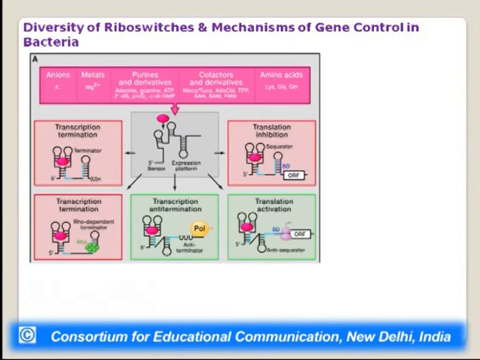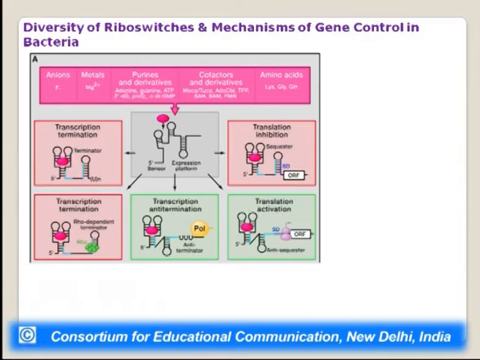Then the translation can also be inhibited, as on the top right-hand panel, where again there is a sequestration of the SD sequence, and upon binding the ligand, this SD sequence, or Shine-Dalgarno sequence, is no longer available for the binding of the ribosome, and therefore translation is inhibited.